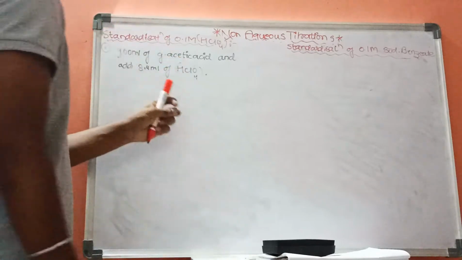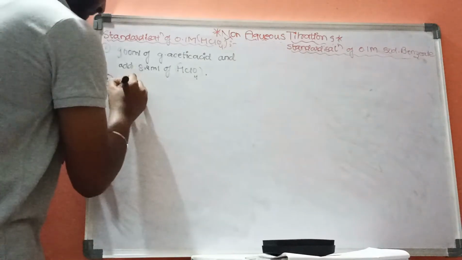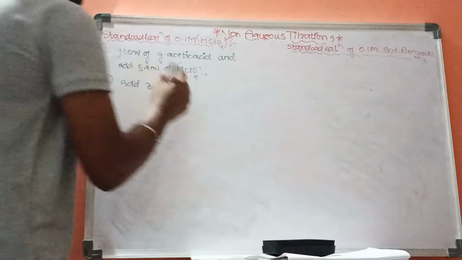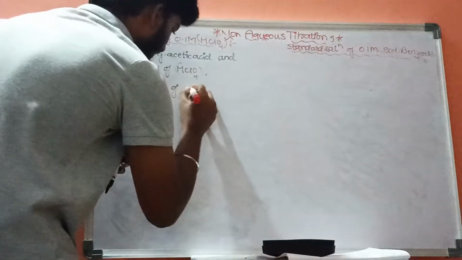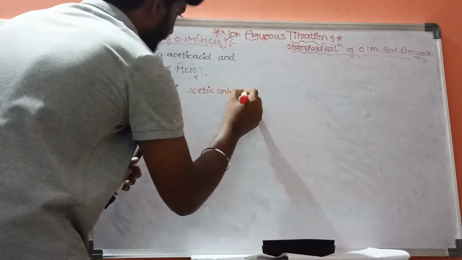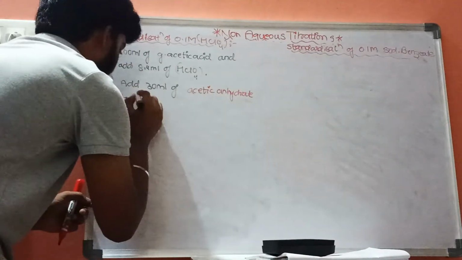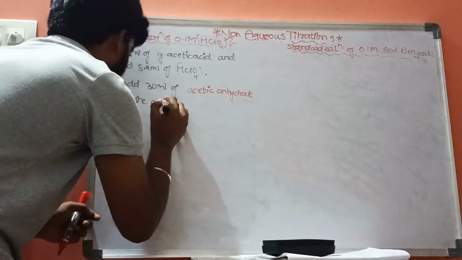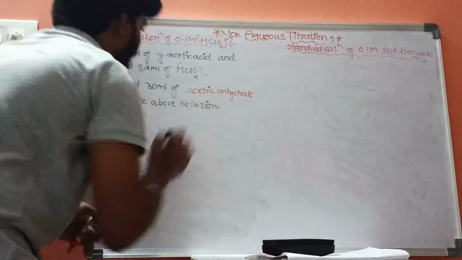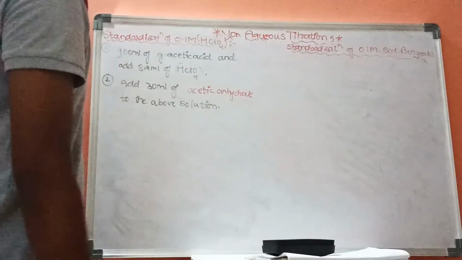After adding this, second step, add 30 ml of acetic anhydride to the above solution. Add 30 ml of acetic anhydride to the above solution.